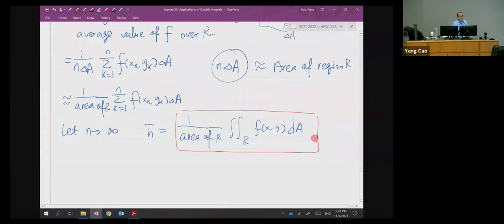So now you've got an expression in terms of a double integral, and its meaning is the average value of the function f over R. You could replace h with f, the same meaning. How did you get that? You integrate the function f over R, then divide it by the area of R. That's the end result.